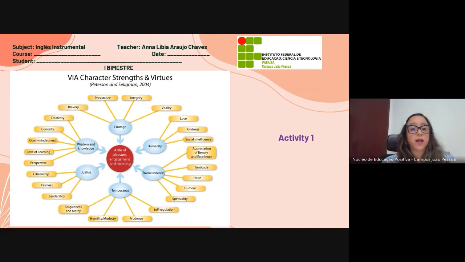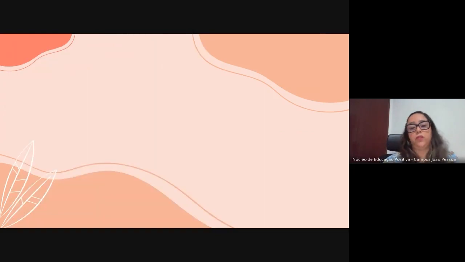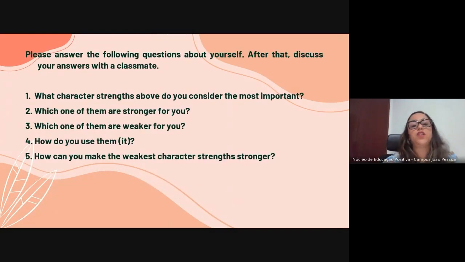So, this exercise was developed for an English 1 group at the IFPB. The intention was to work with the simple present tense and present the 24 character strengths. As you can see, I show them an explicative picture of the 24 strengths. At first, I asked them to answer the following questions. What character strengths above do you consider the most important? Which ones of them are stronger for you? Which ones of them are weaker for you? How do you use them? How can you make the weakest character strengths stronger?